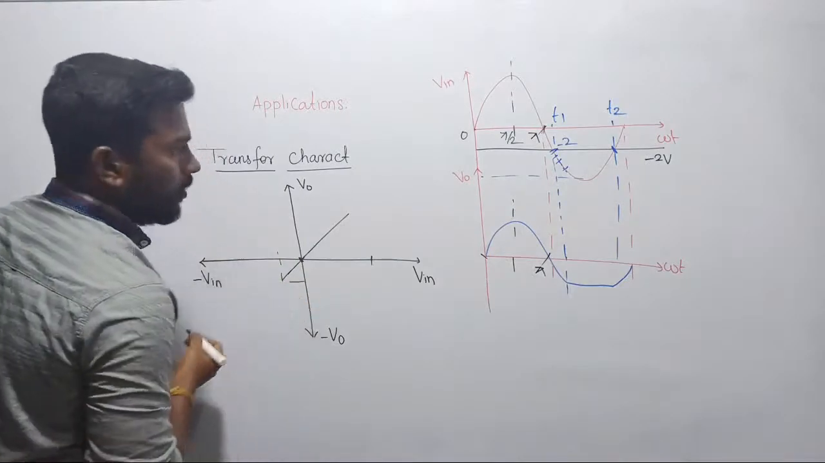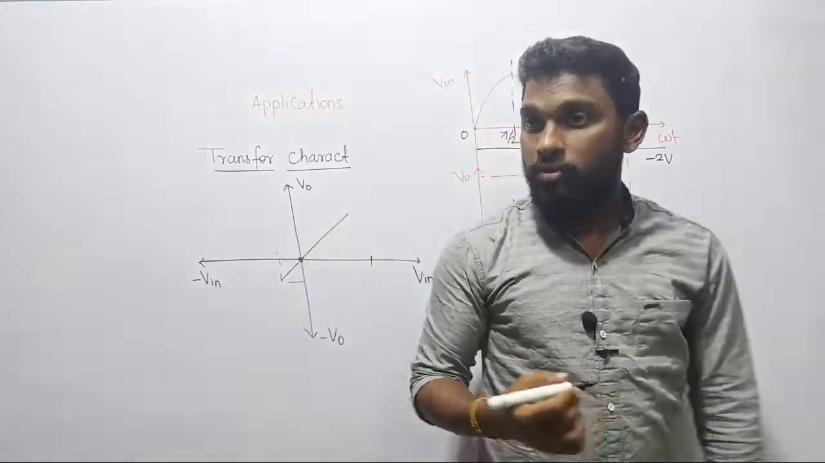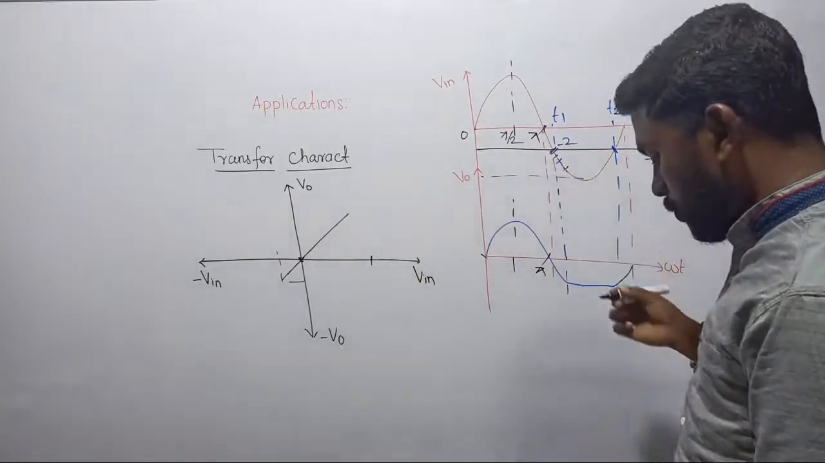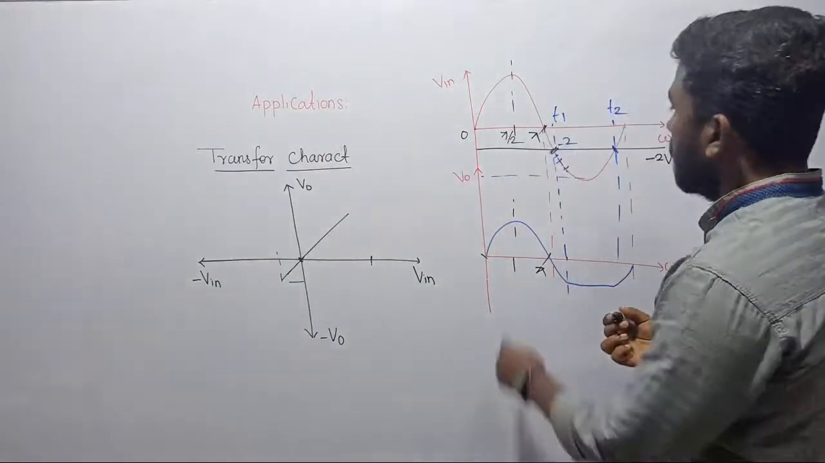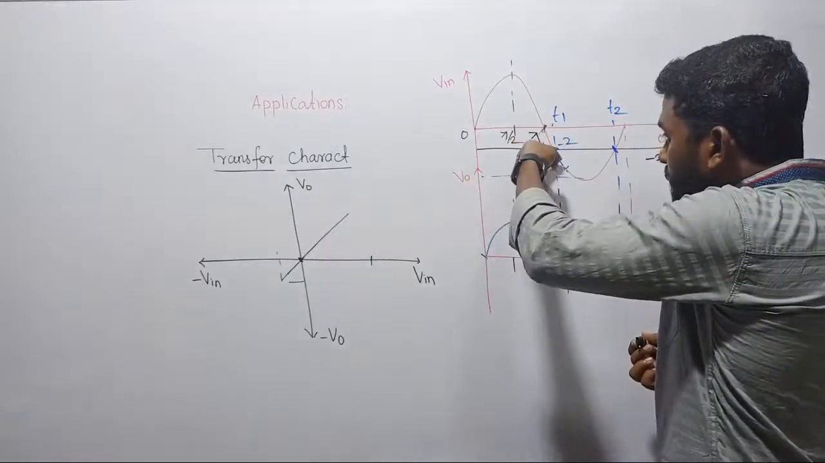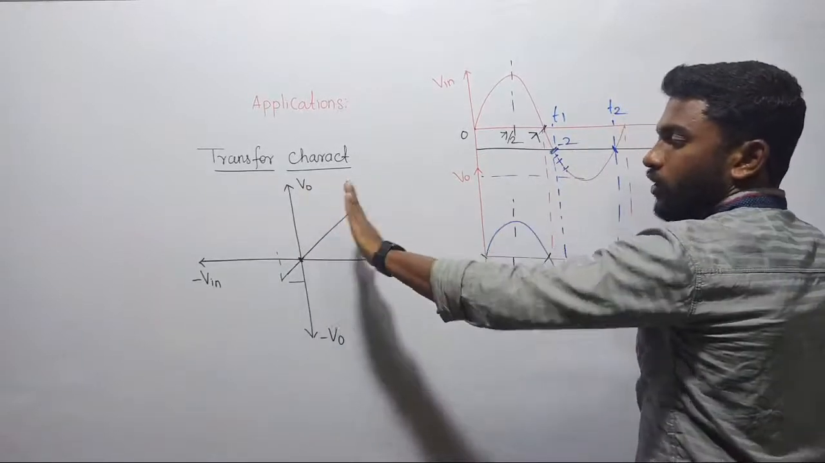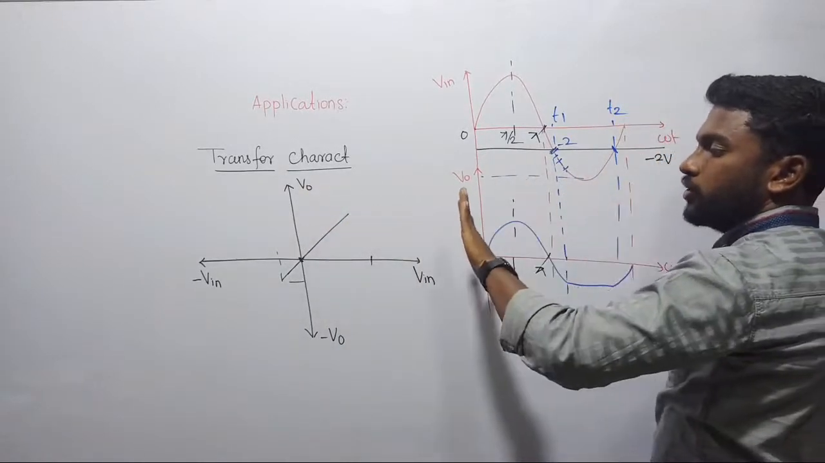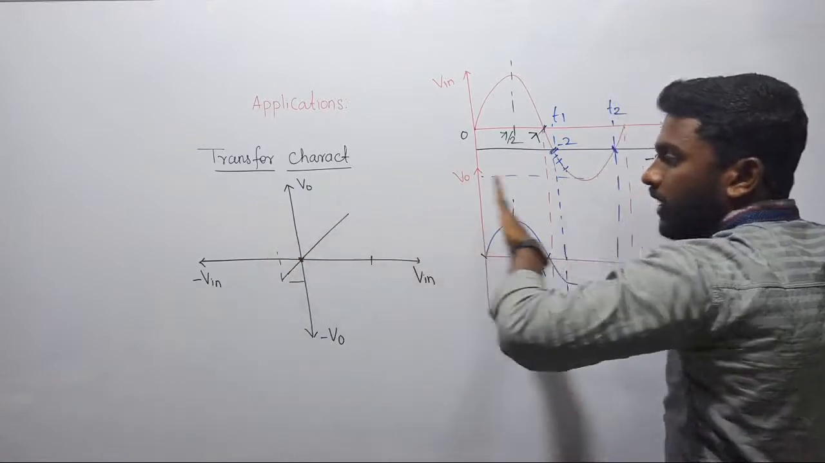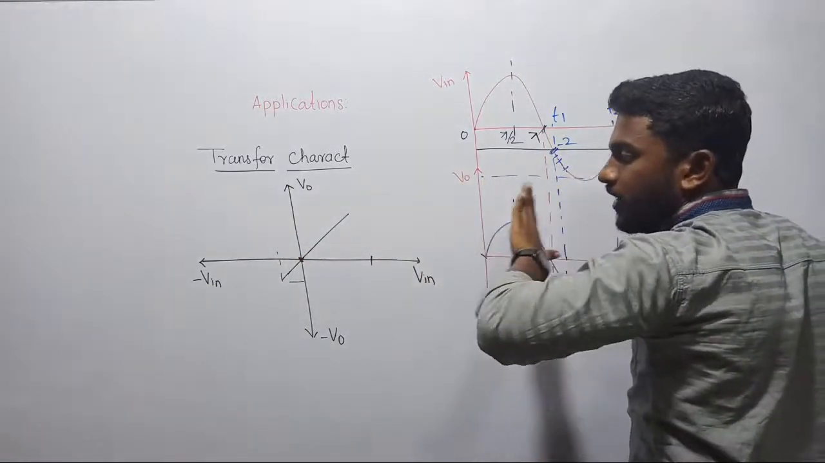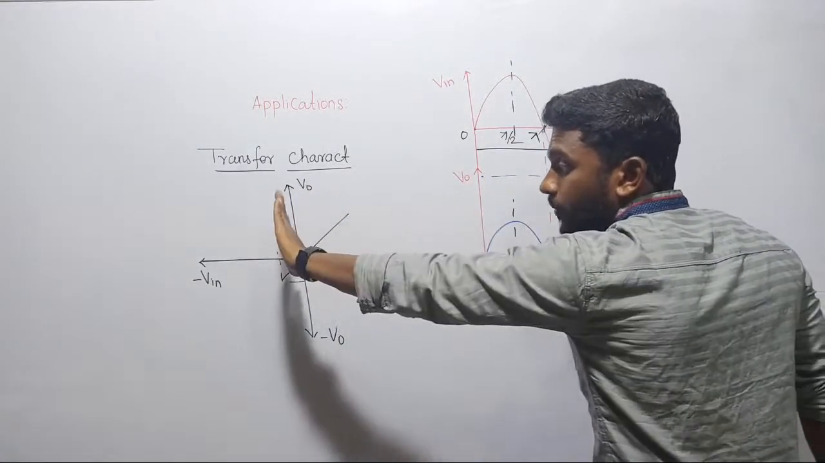Next, what will happen after -2? Just observe. After -2, my input signal is increasing. I am pumping the input voltage towards the negative side: -1, -2, -3, -4, -5, -6. Like that it bumps its value up to -10.